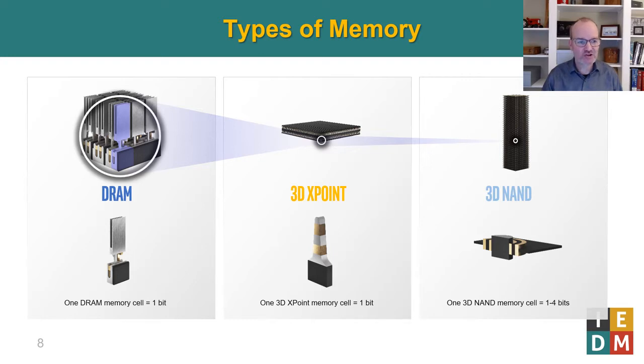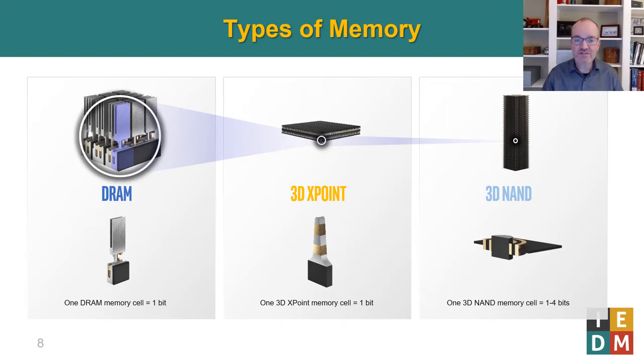Inside that circle is a single DRAM cell. Inside that circle is a single 3D XPoint cell. And, of course, on the right is a single 3D NAND cell, now stacked very, very deeply. So you can see 3D NAND has the smallest cell and the deepest stack. DRAM doesn't stack and has by far the largest cell, and then 3D XPoint has a very small cell, not stacking as deeply as 3D NAND.